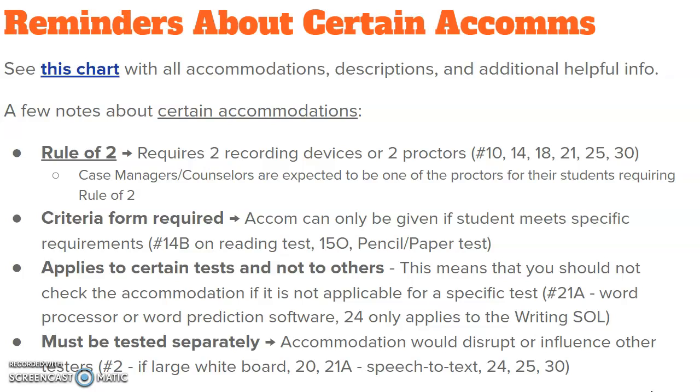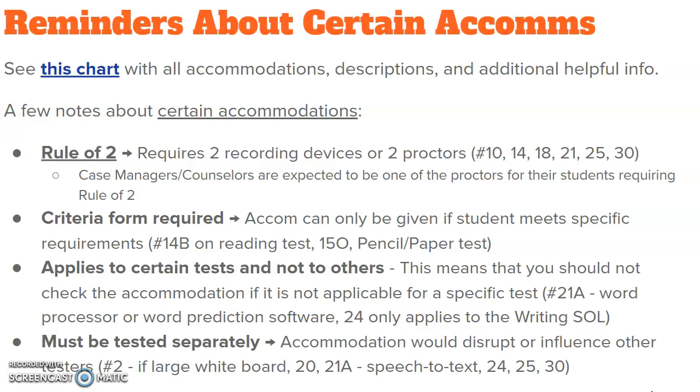One of the last pieces of information that I want to emphasize is regarding the rule of 2 and the requirements or the understanding that we have at Hayfield for the rule of 2. The rule of 2 happens whenever we have a student who requires a special accommodation to be given in a one-on-one setting, especially if the proctor has to read test components to the student. This happens when we have accommodations 10, 14, 18, 21, 25, and 30.